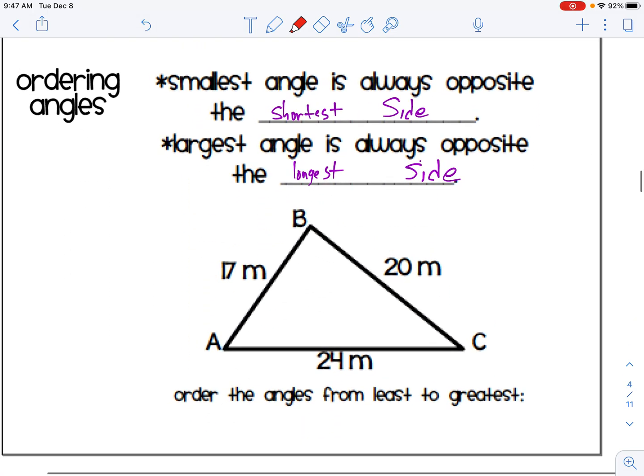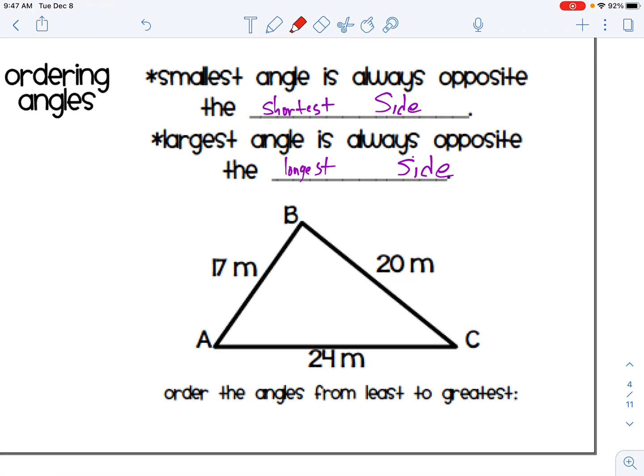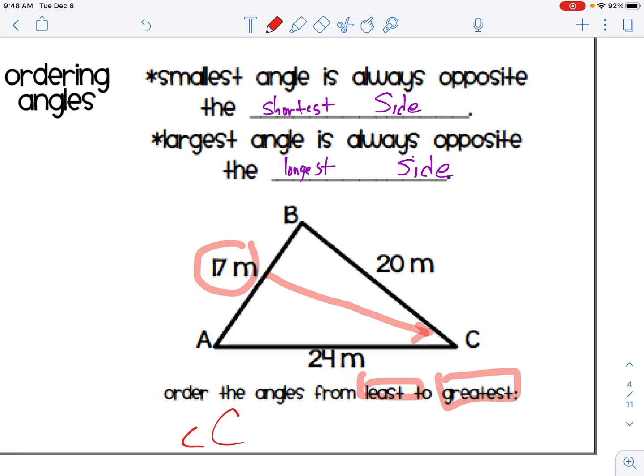So first off, ordering angles. The smallest angle is always opposite the shortest side. The largest angle is always opposite the longest side. Short across from short, long across from long, okay? So when I'm looking at this, it says least, smallest to biggest. So I want to start with the smallest side, 17, and go opposite of 17. That is pointing to the smallest angle. I don't know what it is degree measure-wise, but I know it's the smallest. Then we just go in order. 20 is the medium size, so that's across from the medium angle. 24 is the longest side, that's across from the largest angle.